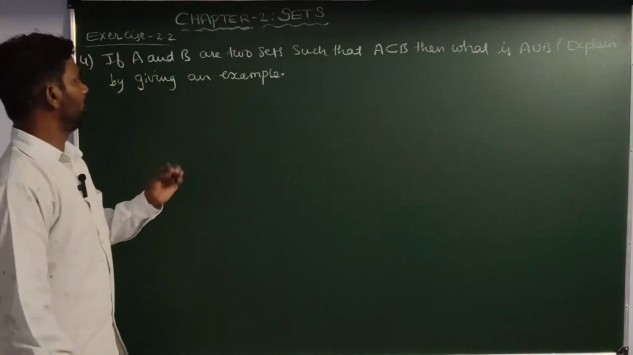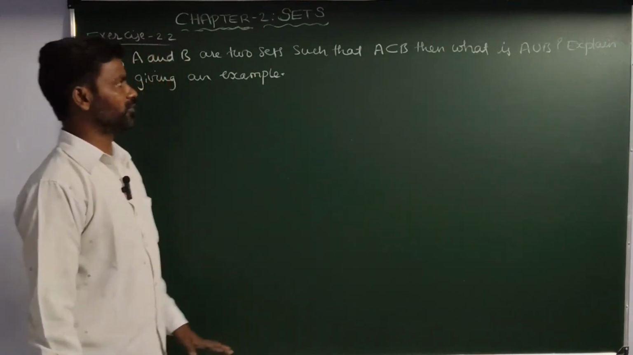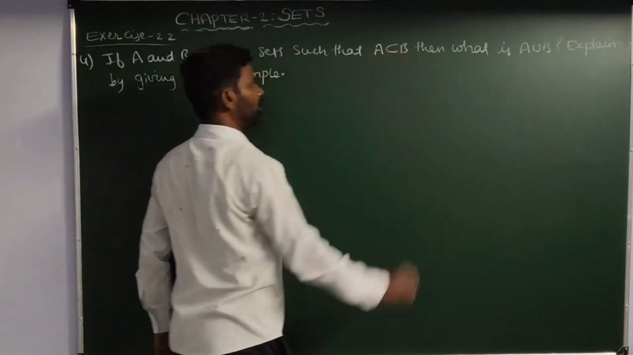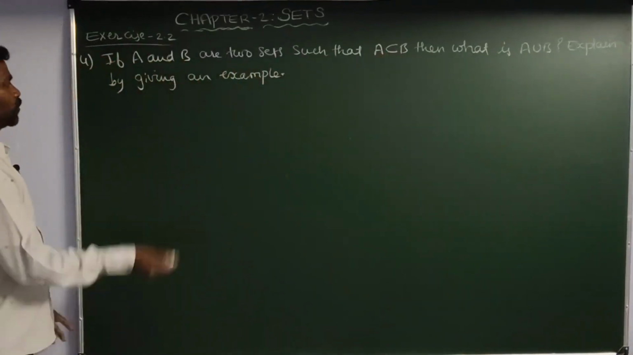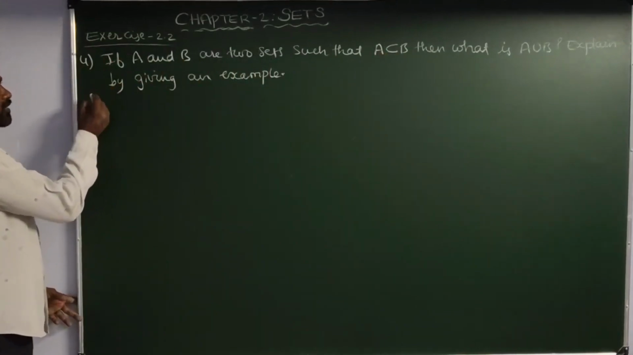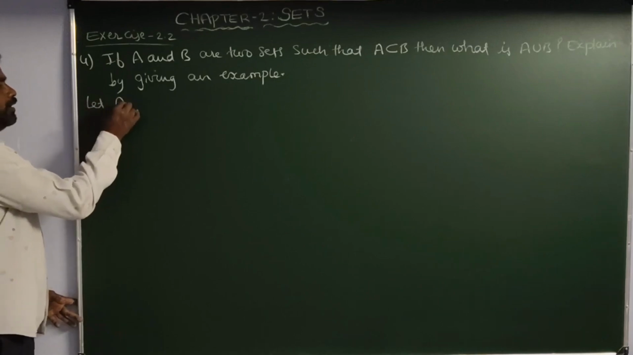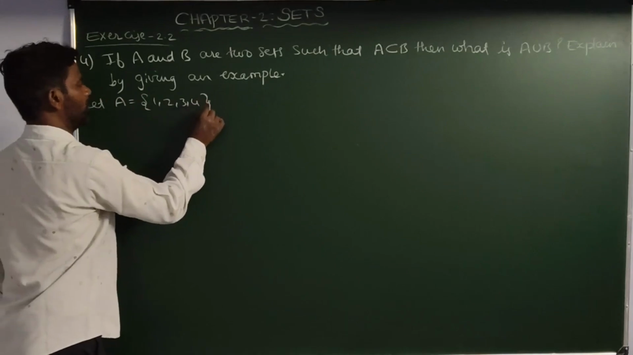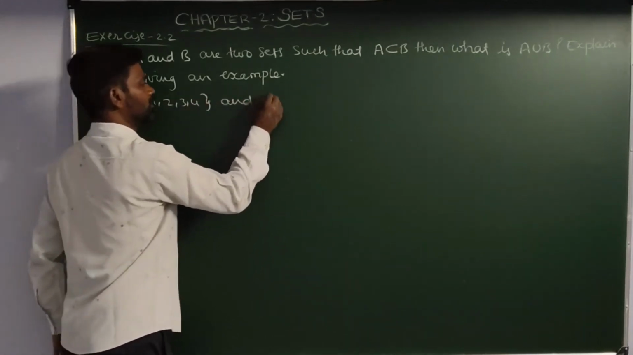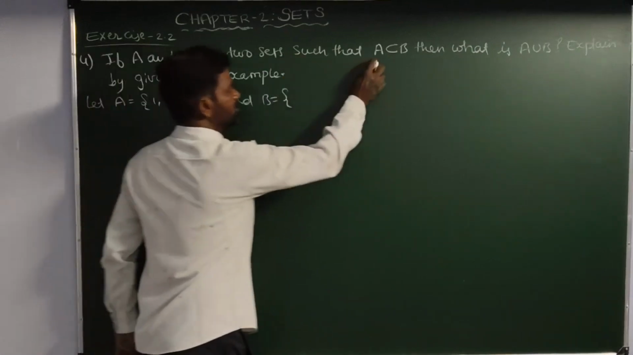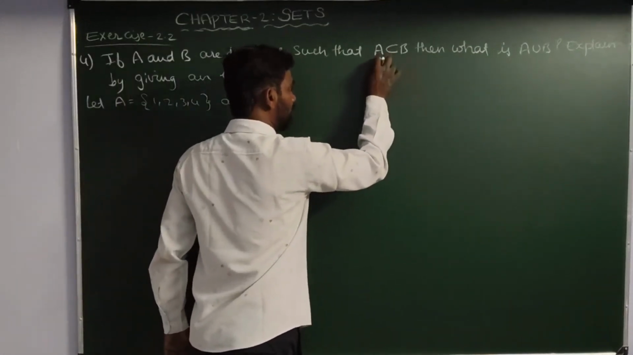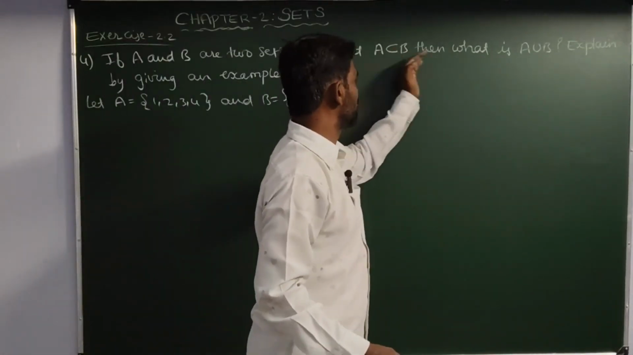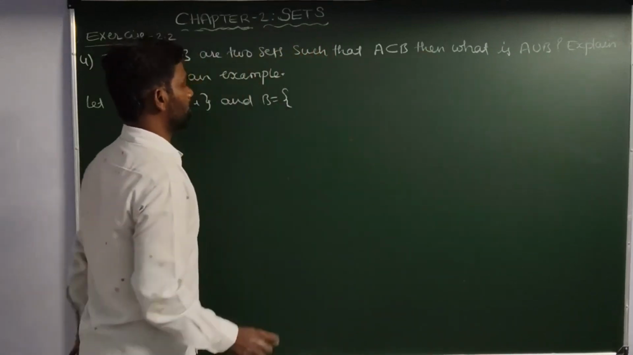Here set A and set B elements are not given, but he has given one condition. What is that? Set A is a subset of set B. So we have to take the elements of A. Let A elements be 1, 2, 3, 4, and B elements, we have to follow this condition. What is the condition? A subset of B. What does it mean? Elements of A must be in set B.